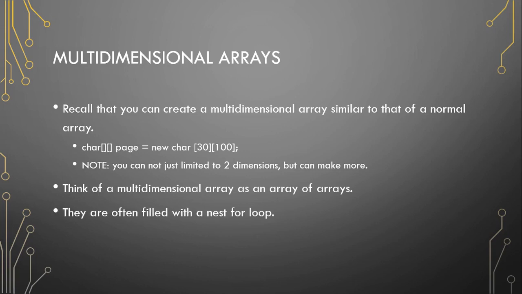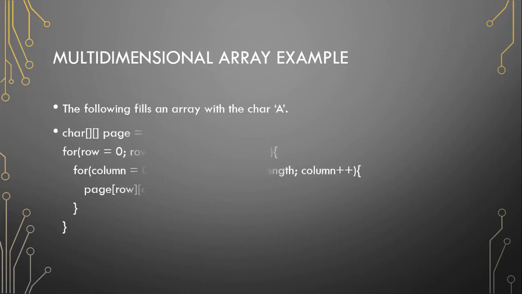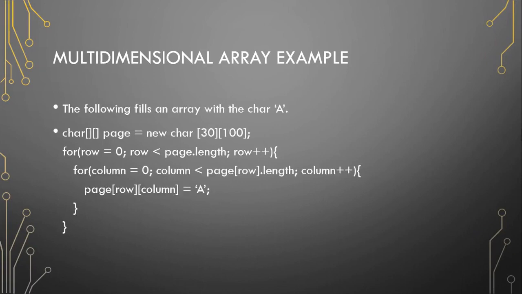Now with multidimensional arrays, they're often filled with a nested for loop. So here's our quick example of the nested for loop. The following fills an array with the char A. Here our page is new char 30 100, just like we saw before. For row equals 0, row is less than page length, row plus plus. For column equals 0, column is less than page of row dot length. We're using page of row. Column plus plus, page row column equals A.